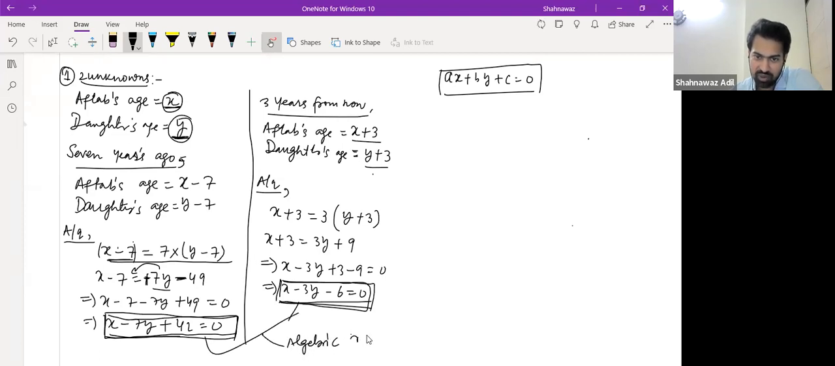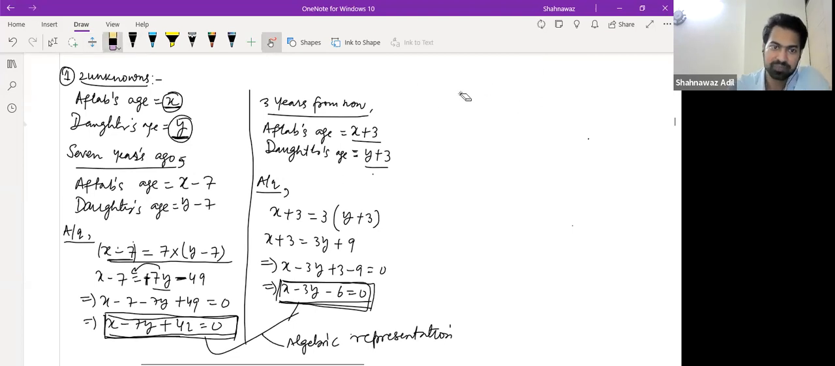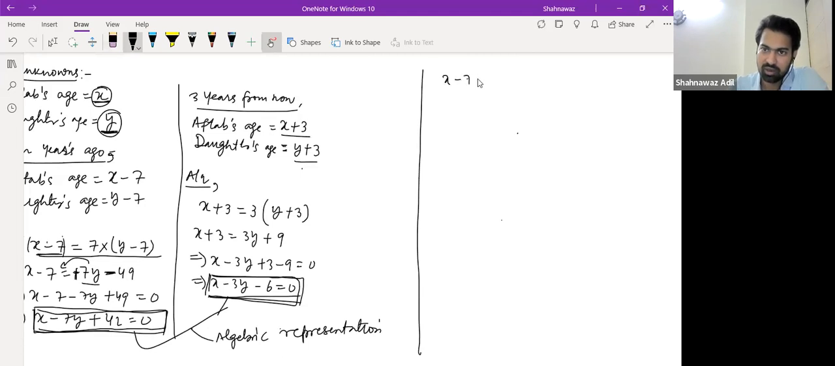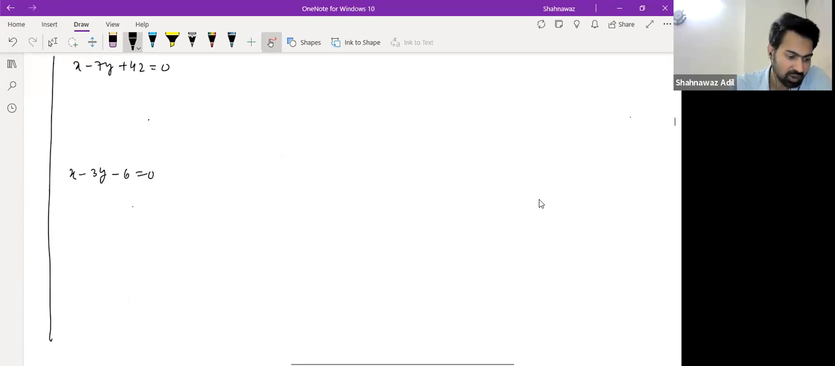And in the second part, we have to find the graphical representation, right? So let us do that. We know what the two equations are. One is x minus 7y plus 42 equals 0, and the other one is x minus 3y minus 6 equals 0. We already know that the graphical representation of a linear equation in two variables would be a straight line, right? So to draw a straight line, we need how many points? 2 points, right?